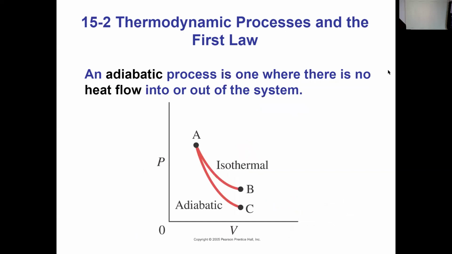Another simplification is the adiabatic process, and that's where there's no heat flow into or out of the system. If there's no heat flow, that means Q is equal to 0, and any work done by the gas is going to lead directly to a temperature change.